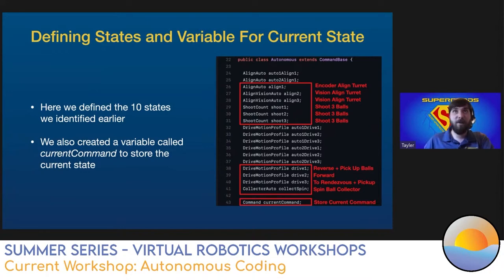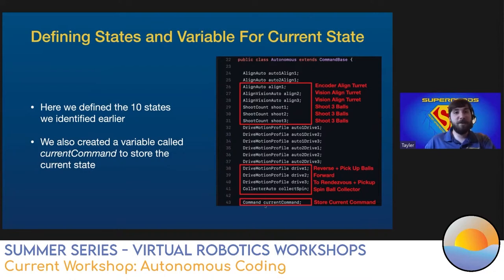We have align 1, that's the encoder-aligned turret. Align 2, that's the vision-aligned turret. Align 3 is also vision aligned turret. Shoot 1, that's going to shoot 3 balls in real life. Shoot 2 is also going to shoot 3 balls. Shoot 3 is going to shoot 3 balls. And then down here we have drive 1. In real life, that's going to reverse the robot, where it will pick up additional balls. Drive 2 is just going to drive the robot back forward. Drive 3 is going to drive to the rendezvous zone. And collect spin is going to spin the ball collector.